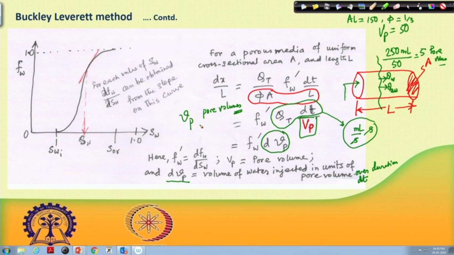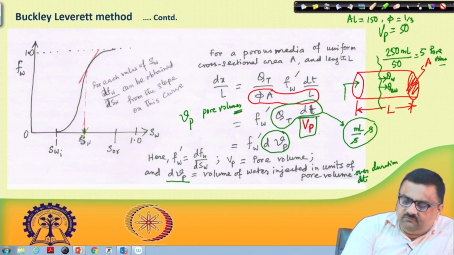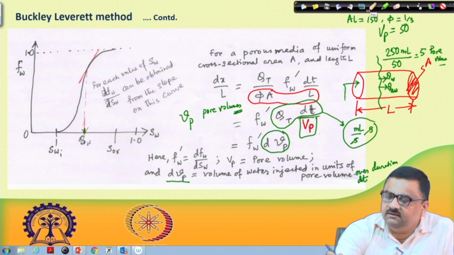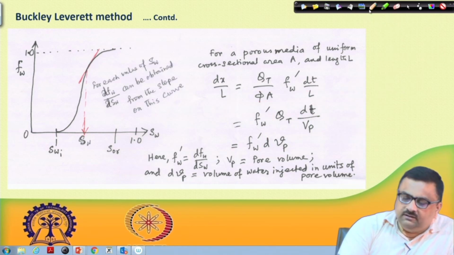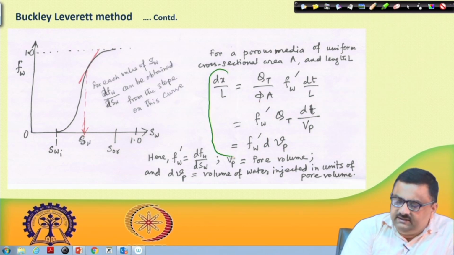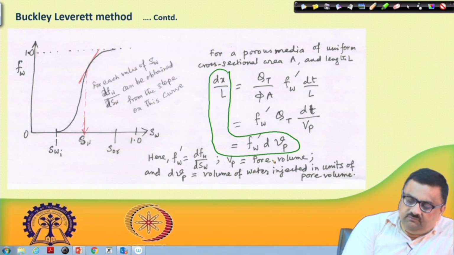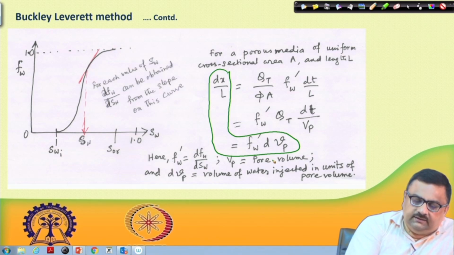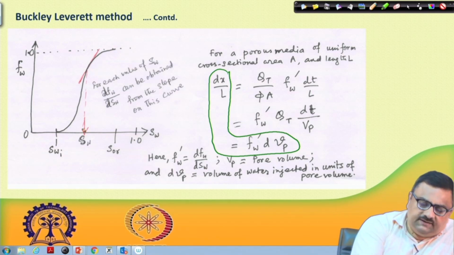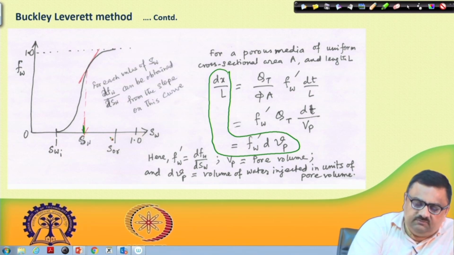So, for each value of Sw, now for each value of Sw we are looking at this. What this expression says is dx by L is equal to Fw prime dVp. This is the final expression we have. So, now we note that for each value of Sw, let us say we pick up this value of Sw. So, this value of Sw we go there on this Fw versus Sw curve.